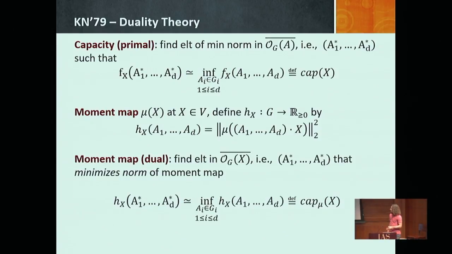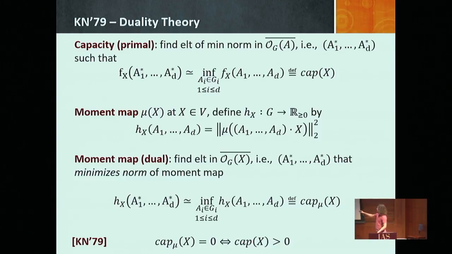So, and the dual is what? I want to find a group element that minimizes the L2 norm of the moment map, right? And I'll describe the capacity here, this mu capacity, which is the minimum norm of the moment map, right? So Kempf-Ness is essentially saying the mu capacity of X is 0, so you can approach this doubly stochastic, if and only if your capacity of the primal problem is actually positive, right? So that's the duality theory that we have. Questions so far? This is just a review of the previous talks.